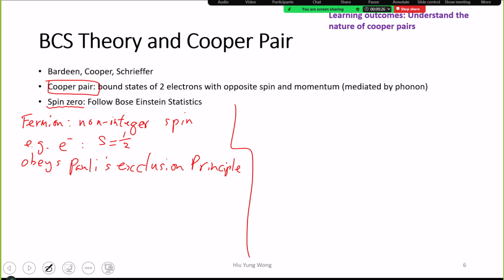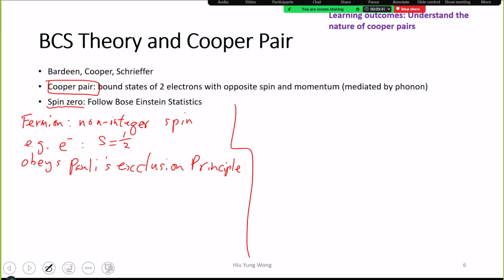Actually, no. Why? Because one is spin up, one is spin down, right? So if we take that spin into account, they are in different states, right? So the main point is that it obeys the Pauli exclusion principle.